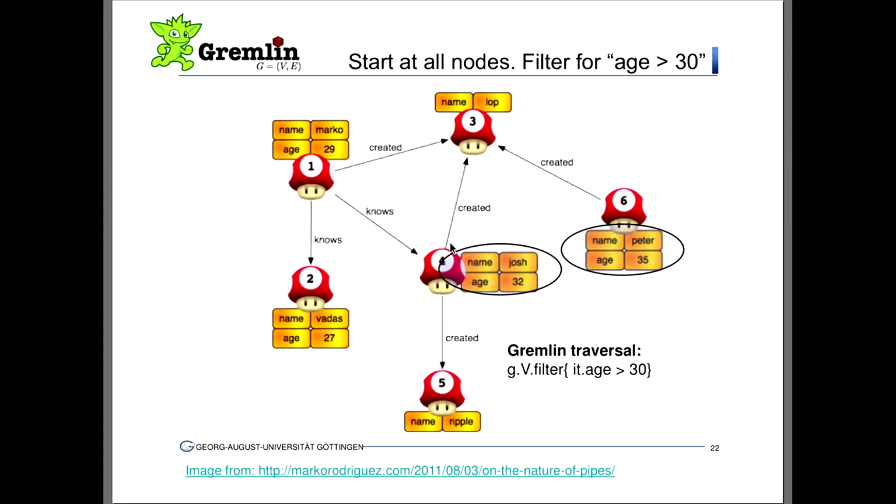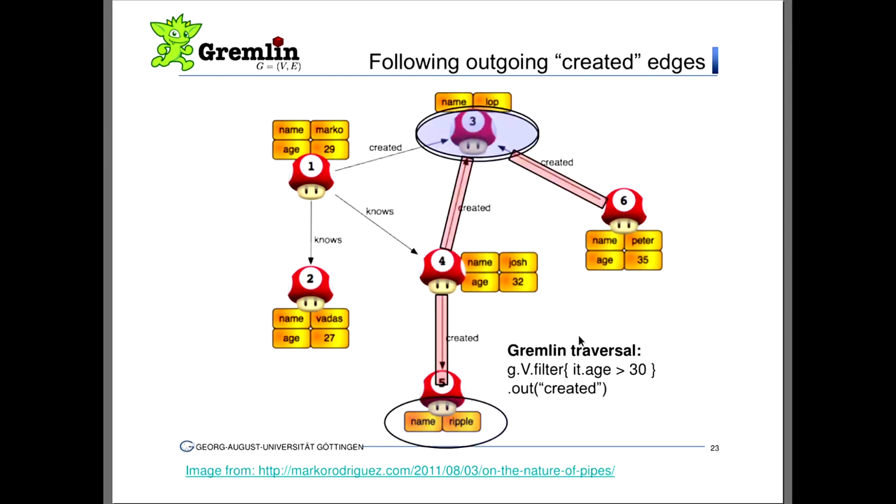So here's the Gremlin query. You begin by saying, take all nodes where age is bigger than 30. In the example, that's Josh, who's 32, and Peter, who's 35. And now, take all outgoing edges labeled by created, and then you reach this and this node.